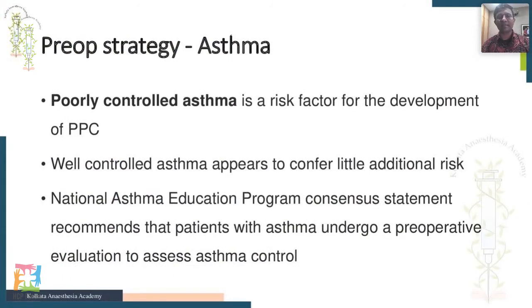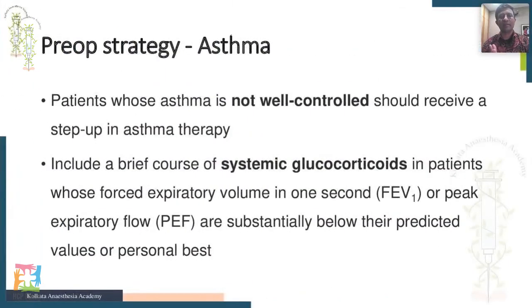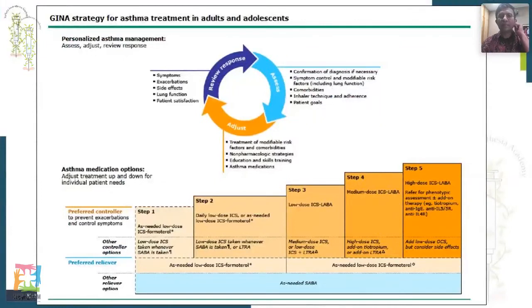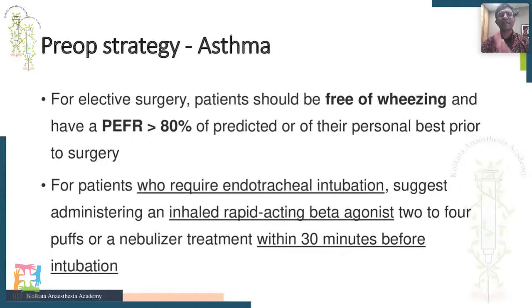Okay, what about asthma? I think we talked about it. If it is poorly controlled asthma, it's a risk, so they should be evaluated. If it is well controlled, you go ahead with the surgery, because they do not confer any additional risk. Those not well controlled would possibly be candidates for systemic glucocorticoids. And again, this is from the GINA website. So again, looking at their symptoms, a lot of it is personal assessment, and a lot is about what makes it worse. Then decide whether it is uncontrolled, poorly controlled, or well controlled, and proceed accordingly.